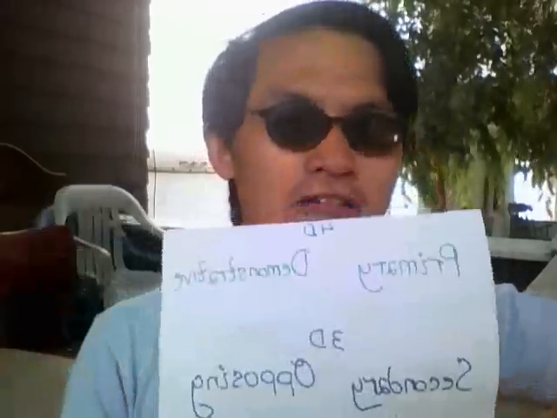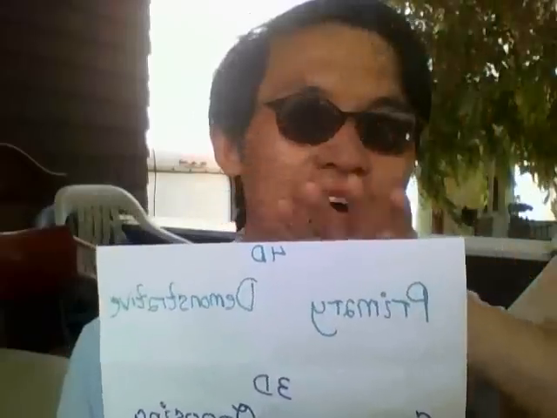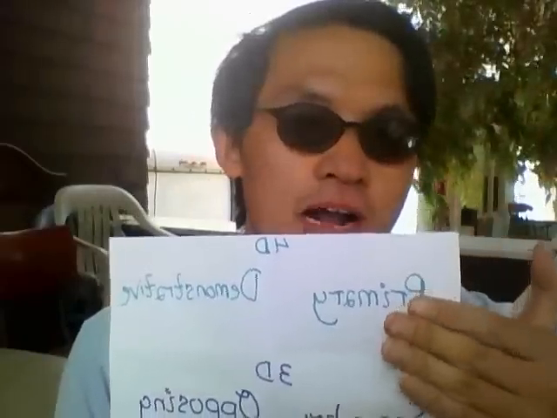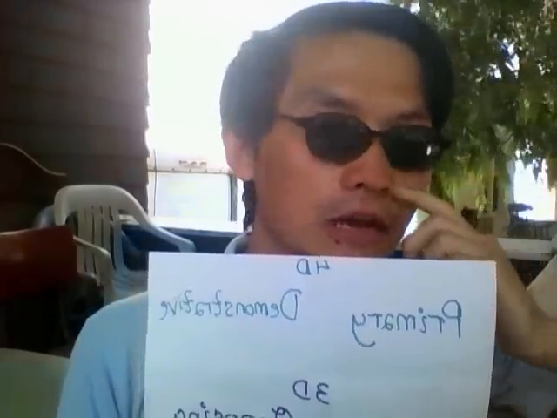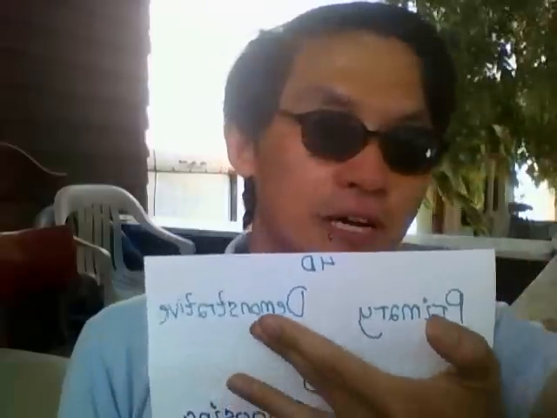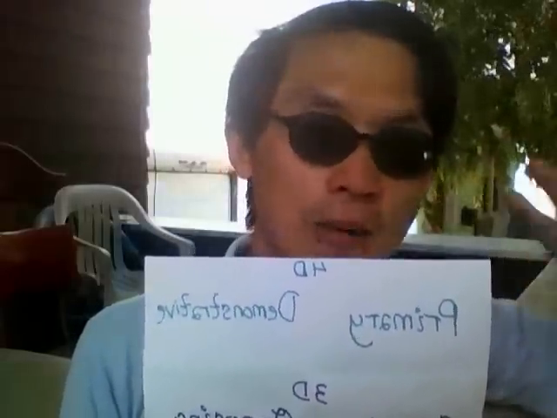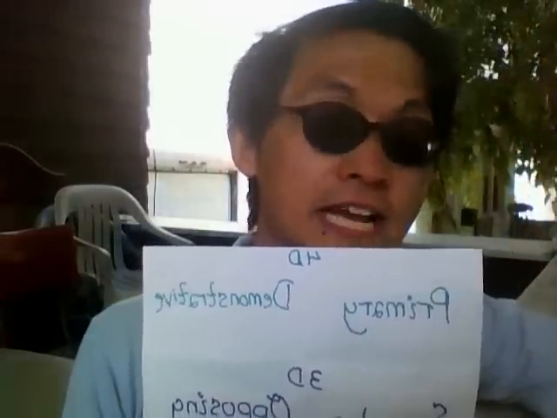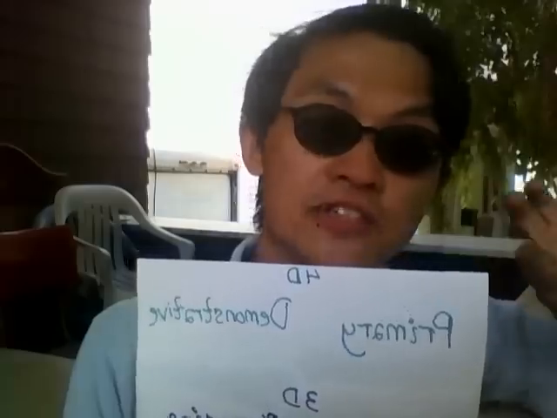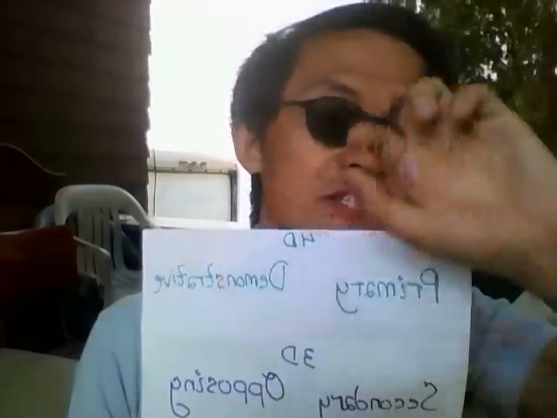But yeah, without further ado, I shall, or is it ado? I don't know how to pronounce it. But without further ado, I shall talk about the functions. So here's a primary, here's a demonstrative. They're both 4D functions. So your primary function, you can figure out what your demonstrative is because it is opposite in attitude to your secondary function. So if your secondary function is extroverted intuition, your demonstrative is introverted intuition.